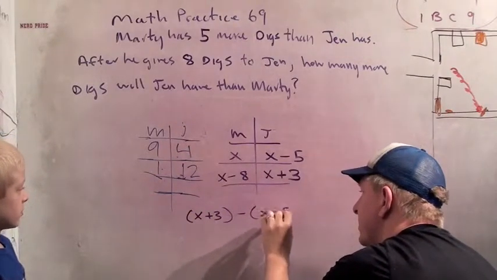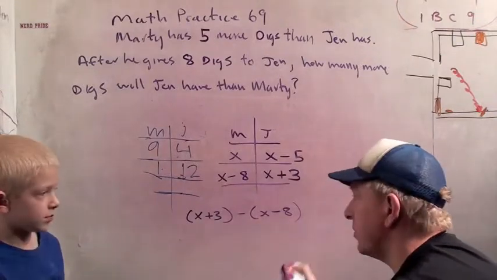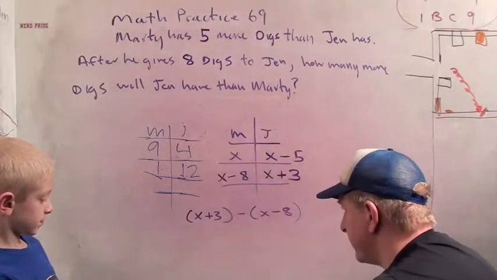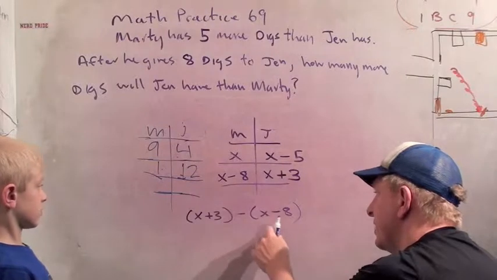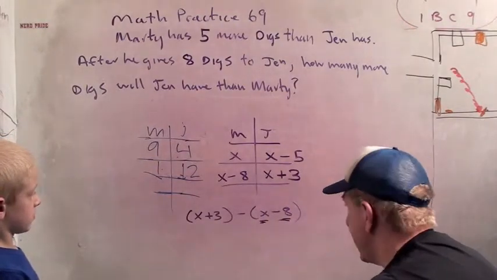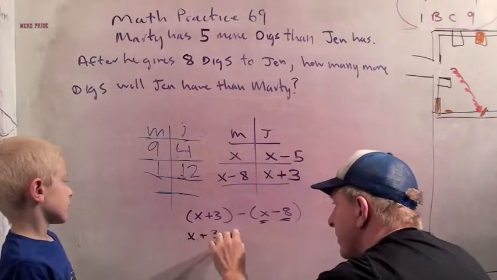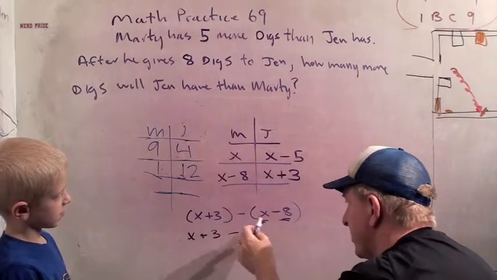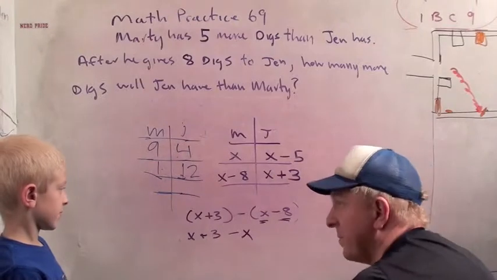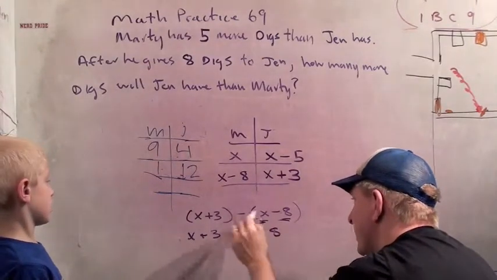minus X minus 8. Okay, and this is a little bit more advanced, right? So I'm just showing it to you. So when you have a subtraction problem like this, the minus has to hit both of these expressions. So it has to touch the X and it has to touch the minus 8. So we have X plus 3 minus, what happens when the minus goes after the X? Minus X. What happens when the minus goes after the minus 8? It becomes a plus 8. Right, minus times a minus is a plus.